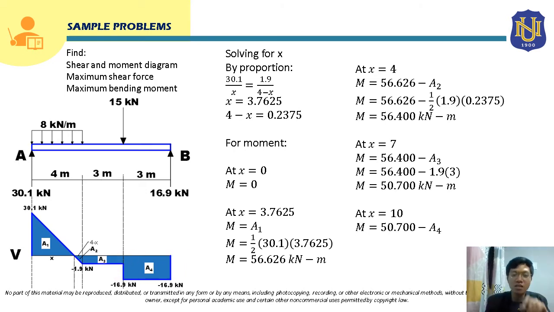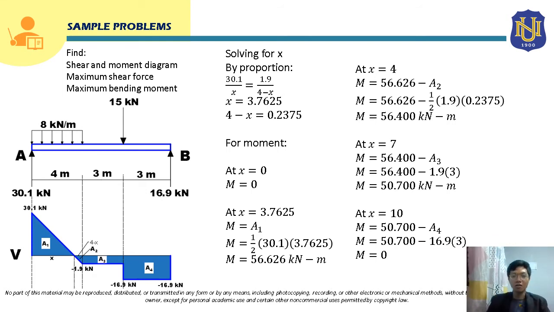So basically, class, the moment at x equal to 10, again from the previous moment, 50.700, and then, since area 4 is below the x-axis, this will be negative. Solving for this, the area of this rectangle is just 16.9 times 3. Therefore, the moment here is 50.700 minus 16.9 times 3. So the moment here, class, is 0.